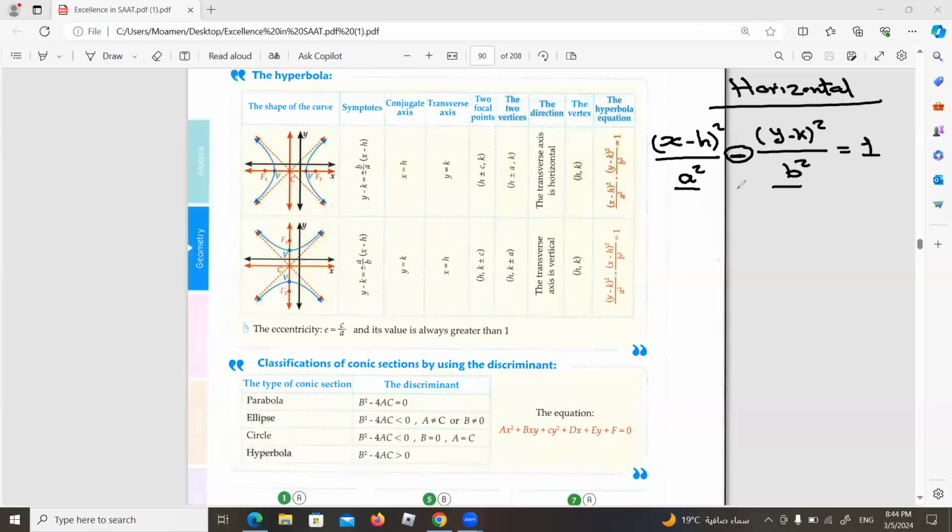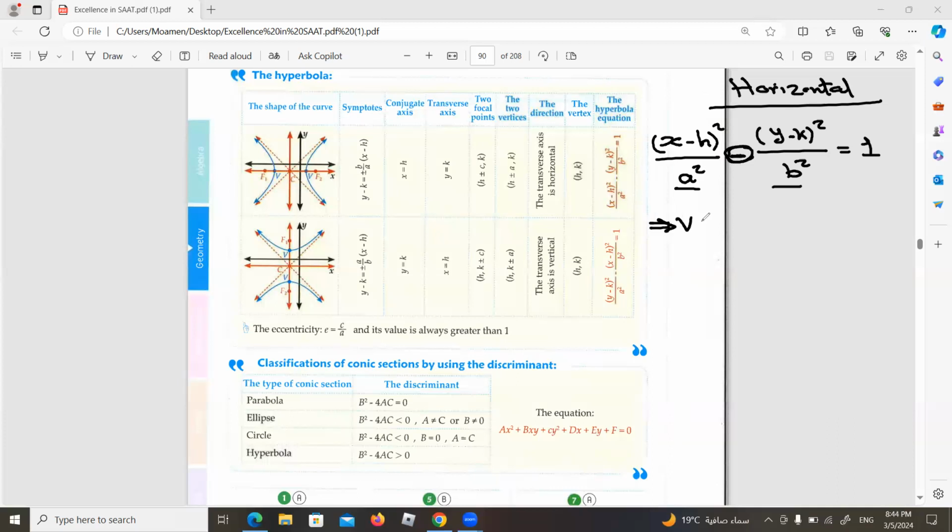So how can we indicate whether it's horizontal or vertical? If we start with x, it means the term (x minus h) squared over a squared is positive, and the y term is negative because we have a negative sign here. You will start with x and y is negative, so it's horizontal. The opposite is vertical.